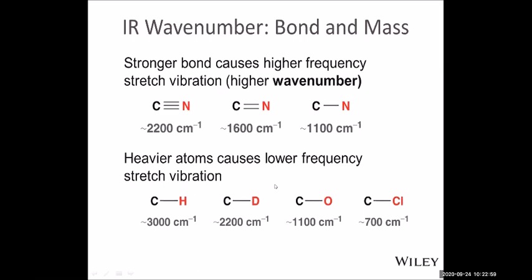But once the wave number gets below 1600, we don't look at them, because that region tends to be very busy. It's kind of hard to decide what bonds are present or absent. We'll focus on the higher frequency, higher wave number absorptions.